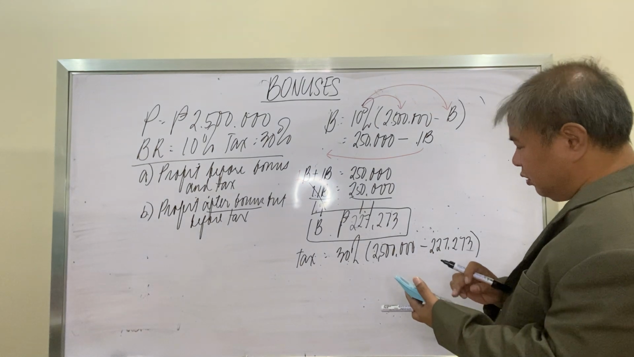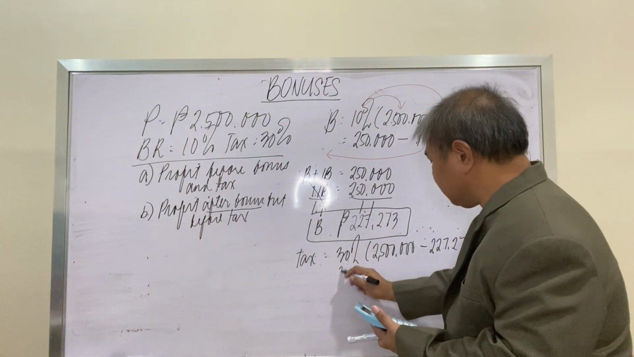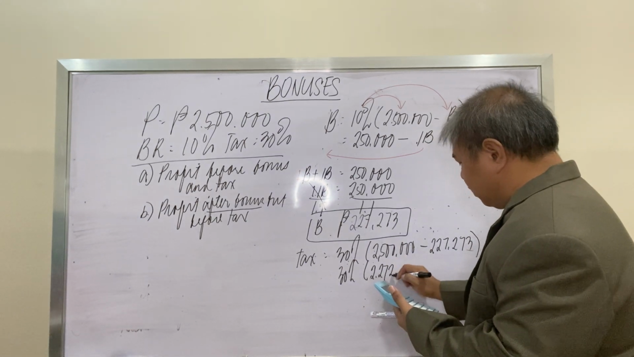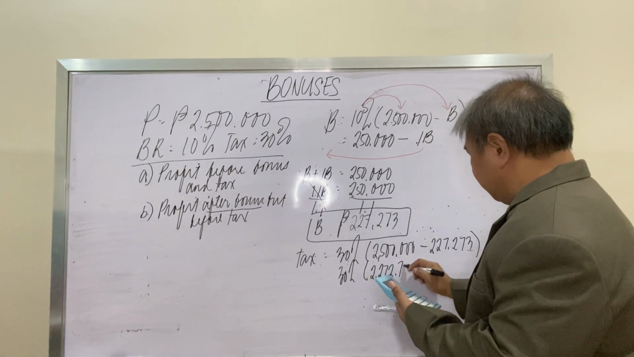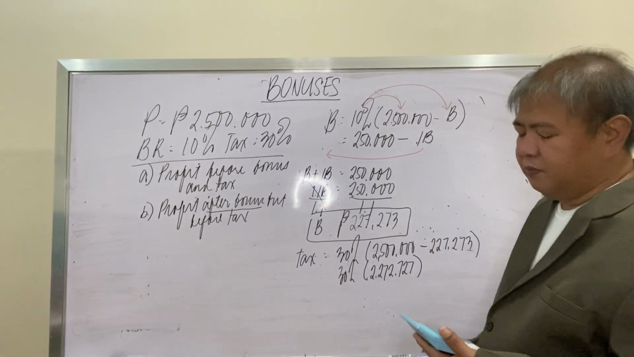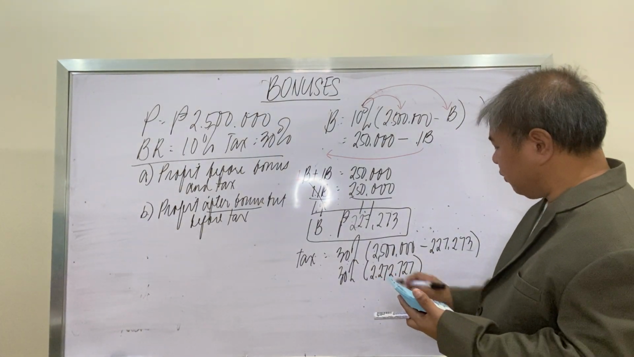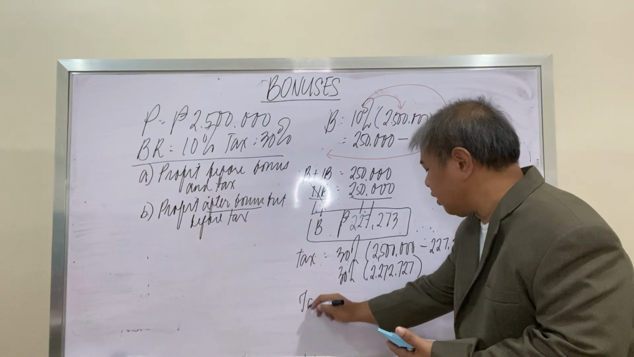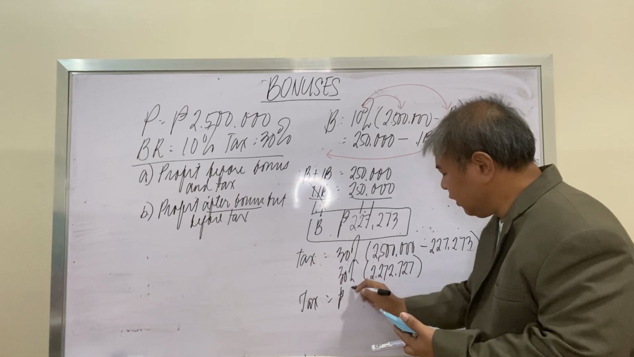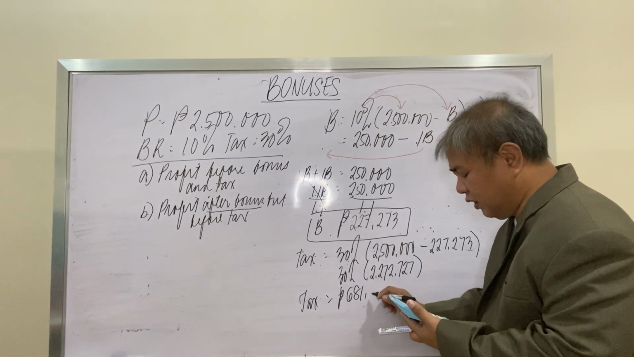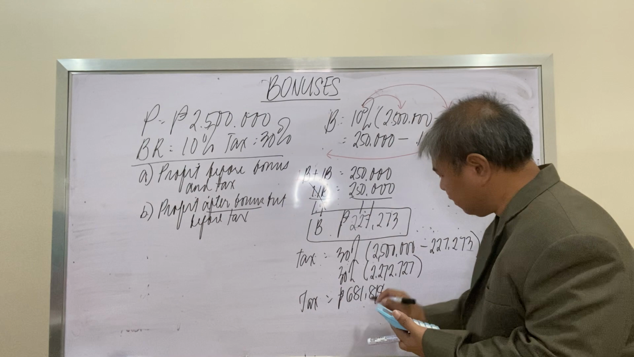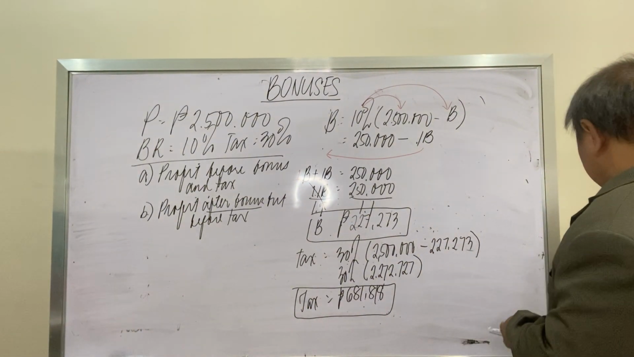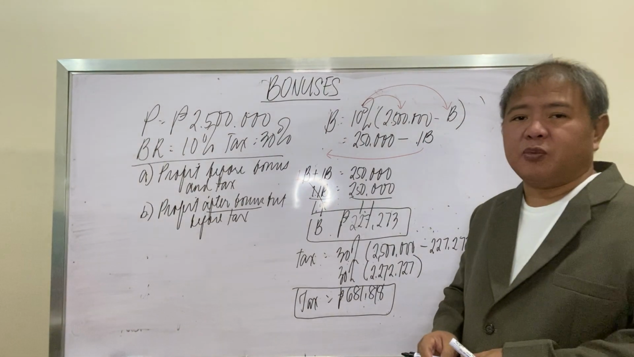Subtracting, this is 30% of 2,272,727. So multiply this by 30%, and the tax now is 681,818. So this will be our corresponding tax. So that is assumption number 2.